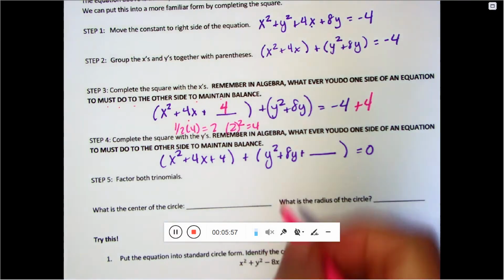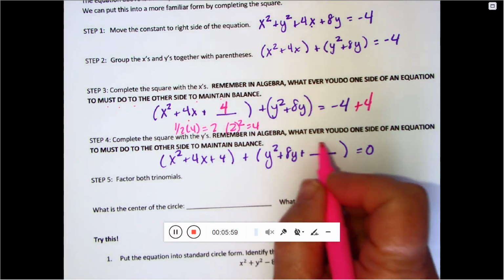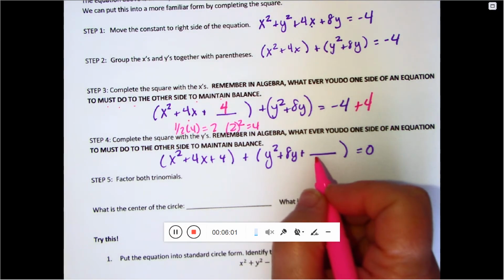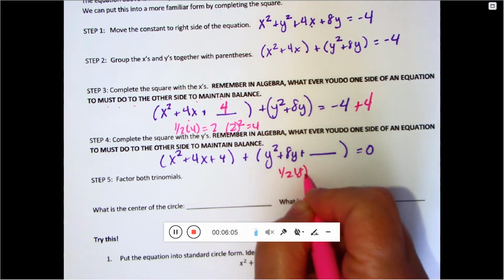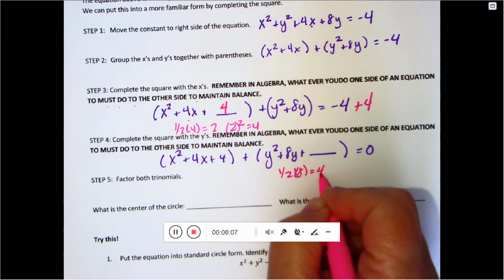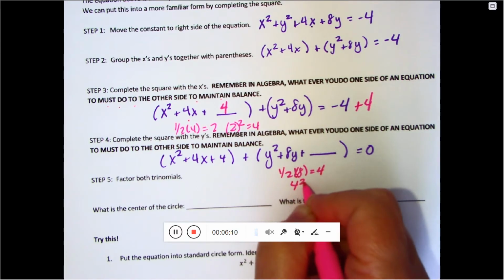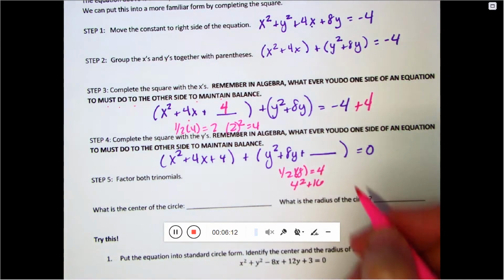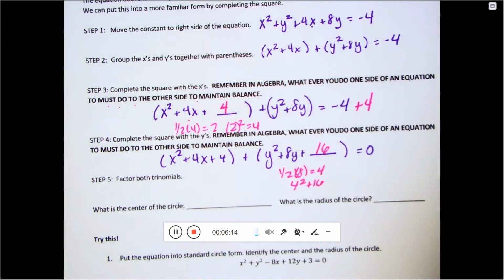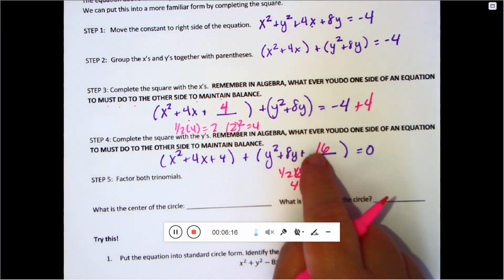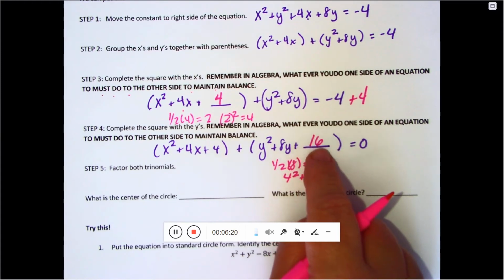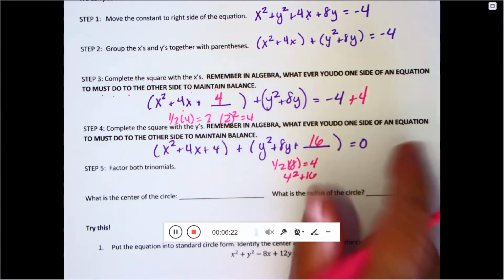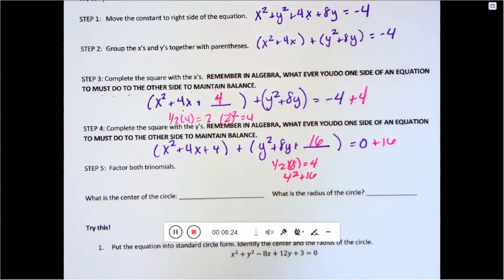Okay, now I'm going to complete the square here. I'm going to create a perfect square trinomial. So I do that process. I take half of 8, which is 4, and then I square the 4, which is 16. So I have to add a 16 here. But remember, you can't randomly add a 16 to one side of the equation. Whatever you do to one side of the equation, you have to do to the other. So I have to add a 16 here.